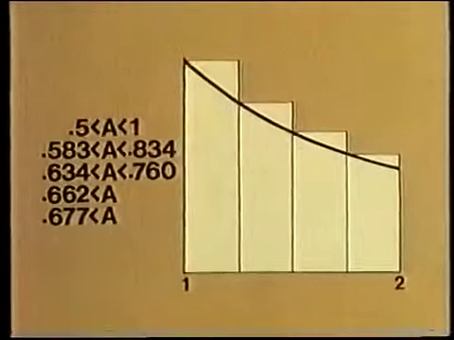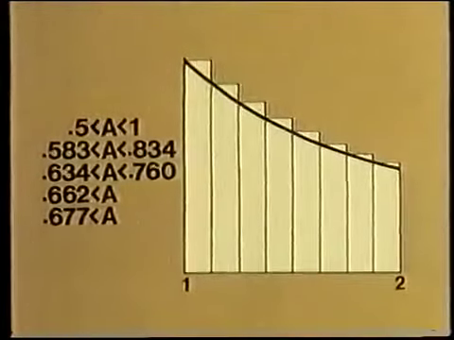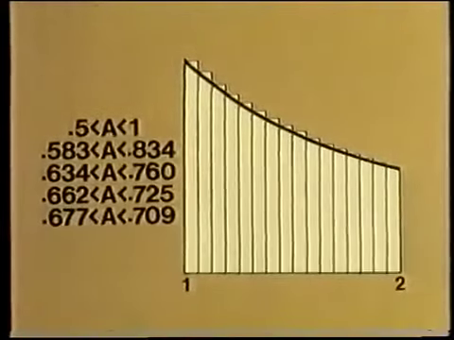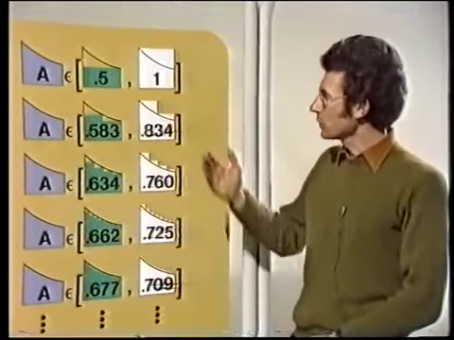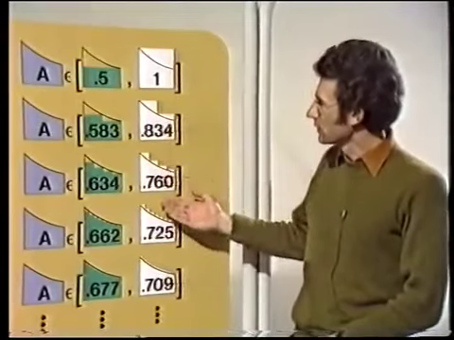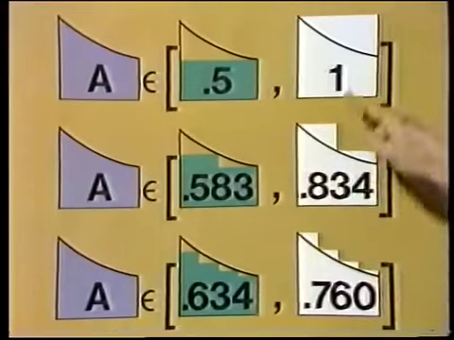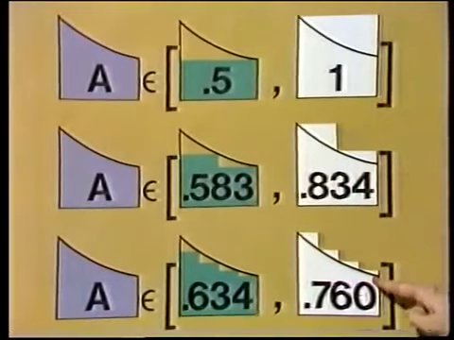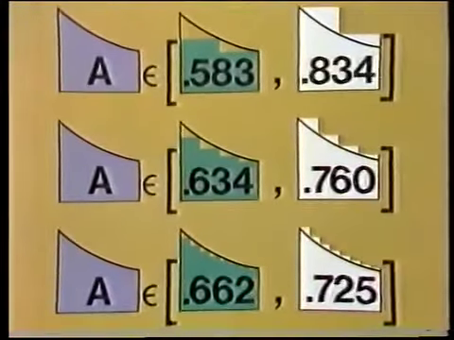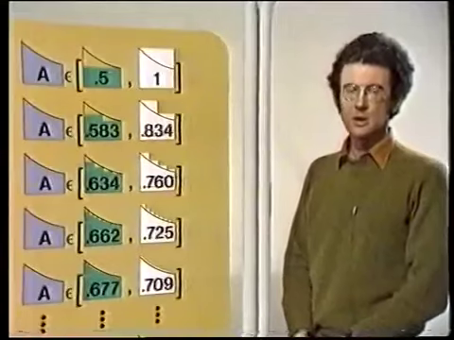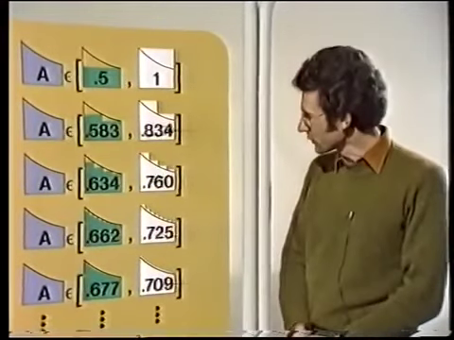And our overestimate will decrease each time. So we get a sequence of intervals. The left-hand endpoints, these numbers, are getting bigger, and the right-hand endpoints are getting smaller. And so A is trapped inside smaller and smaller intervals. This is what we called a nest of intervals in the past. You see, each interval lies inside the previous one.